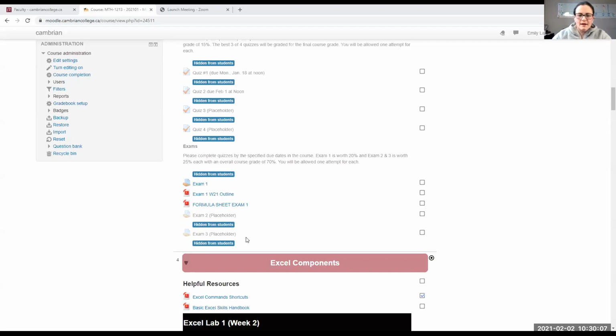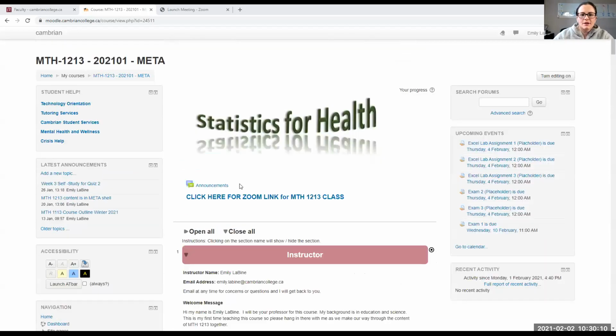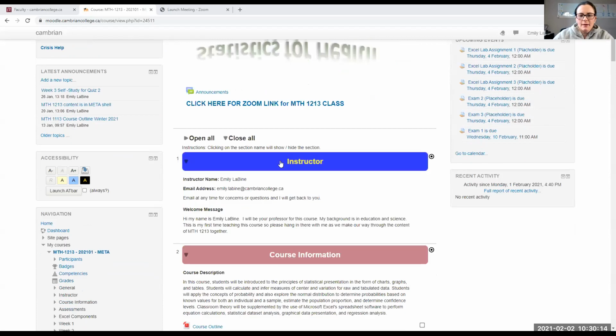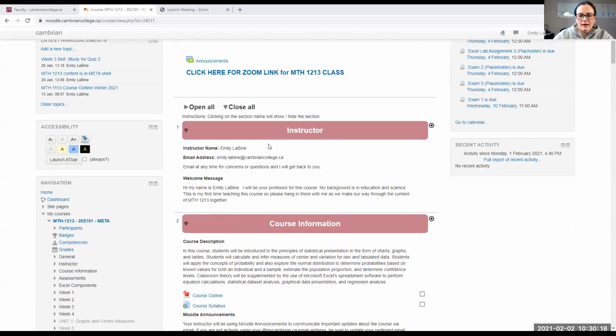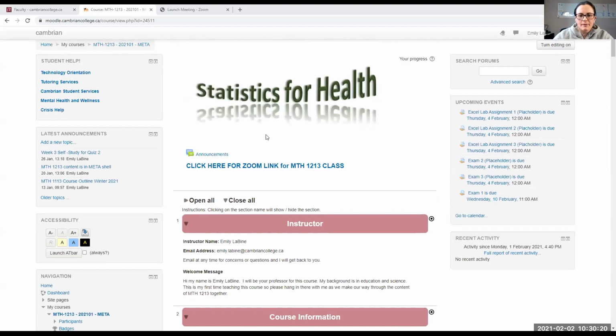There's a couple things I'd like to show you on the Moodle page. Right now I'm on the meta shell, and I've just taken the time to revamp it, to update it and have it look a little bit better. So here's the Zoom link for the class.